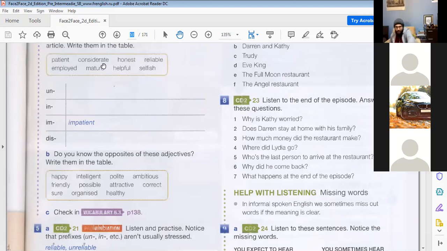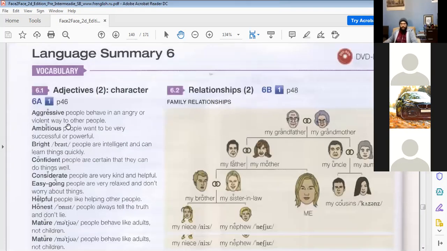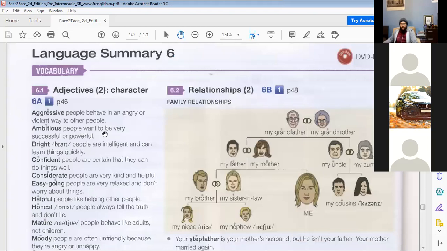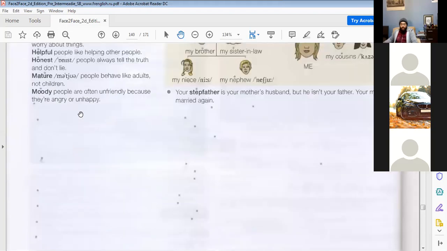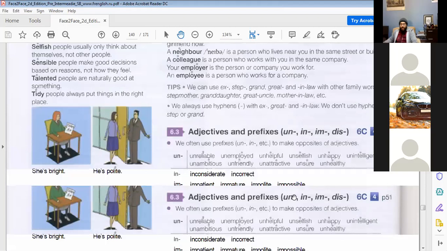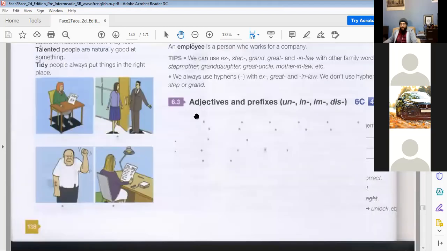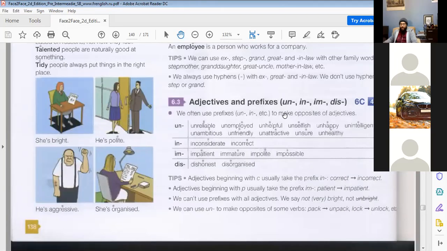Okay, let's take a look. Let's confirm your answers. Let's check the summary. Let's find out. So where are they? Here it is. Can you see this on the right side of the page? Adjectives with prefixes. Can you see that? Yes.